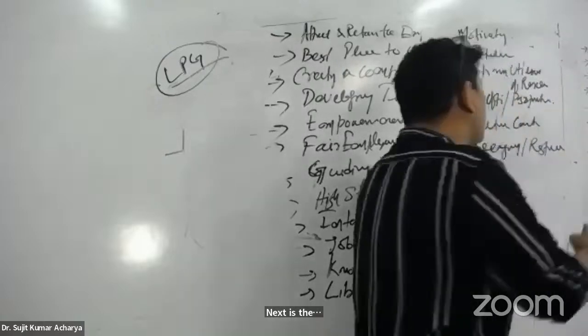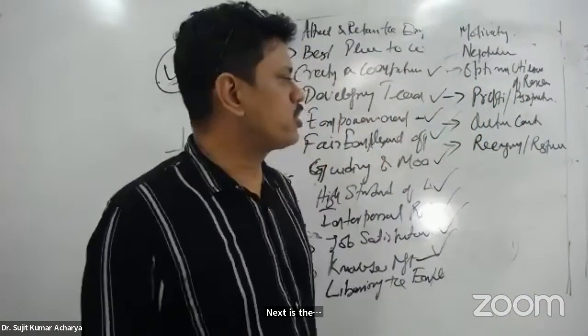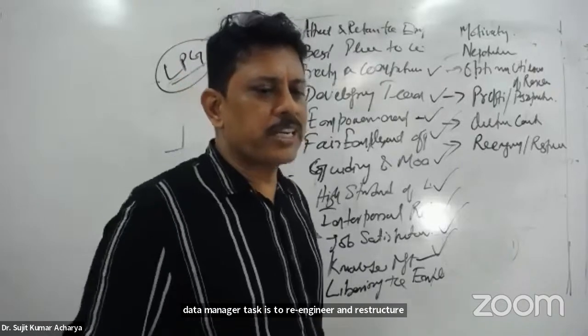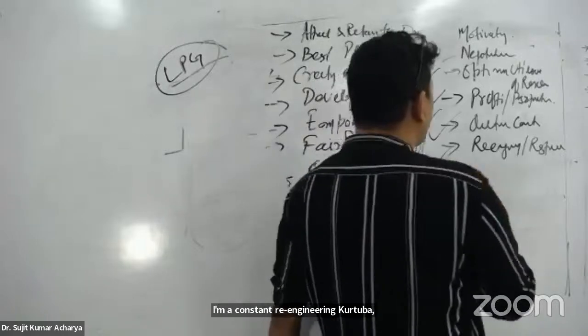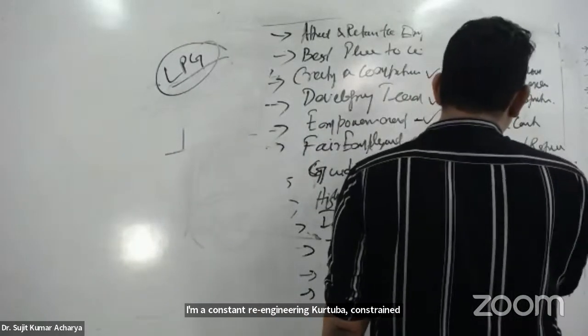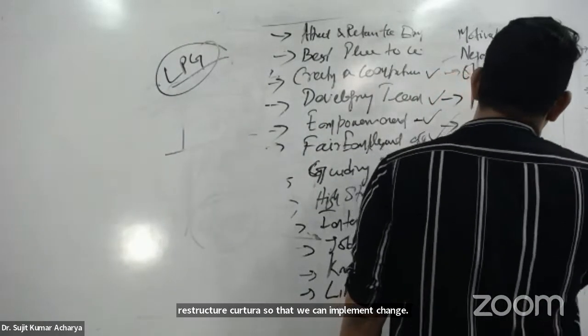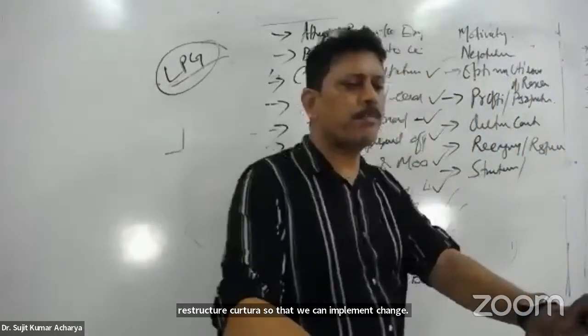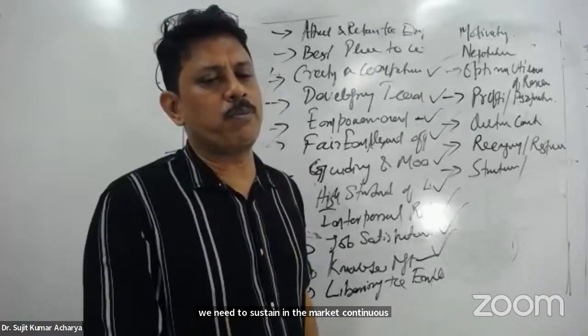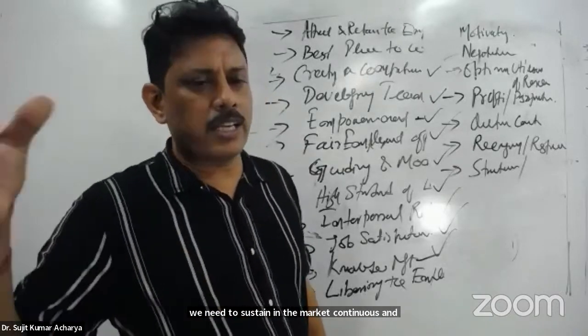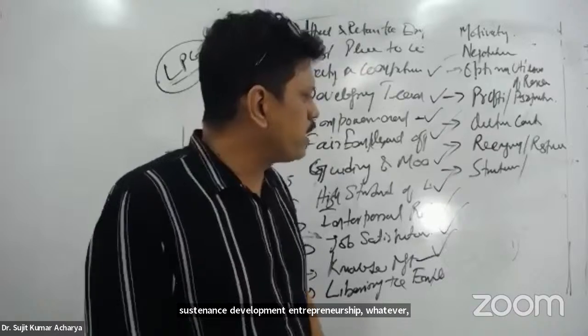the HR manager's task is to re-engineer and restructure. I mean, constant re-engineering, constant restructuring, so that we can implement change. Next is sustenance. We need to sustain in the market. Continuation, sustenance, development. Sustenance and development is a chapter in Entrepreneurship. Now we need to sustain in the market.